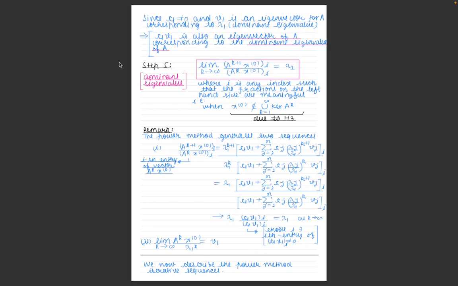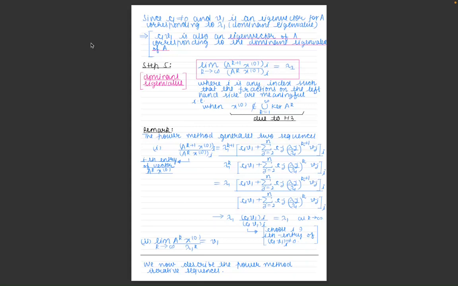Yeah, and you just see the problem will be when this can be 0. So we just take any I, where I is any index such that the fractions on the left hand side are meaningful.